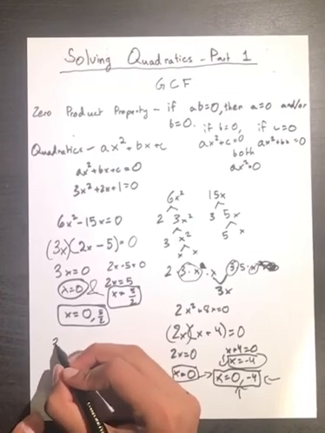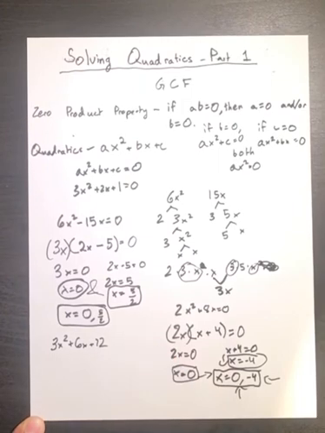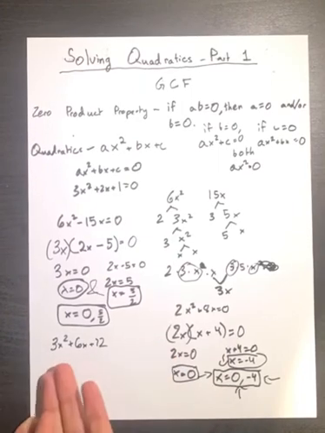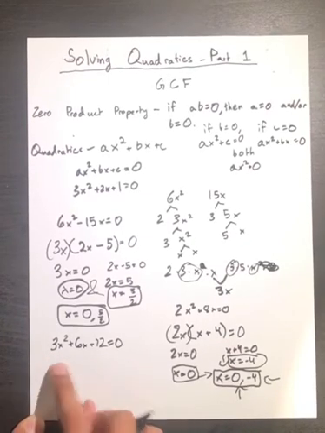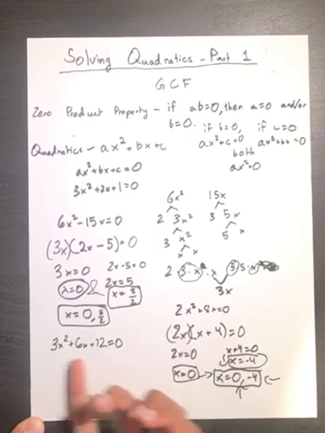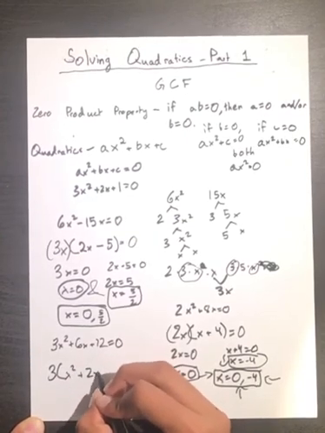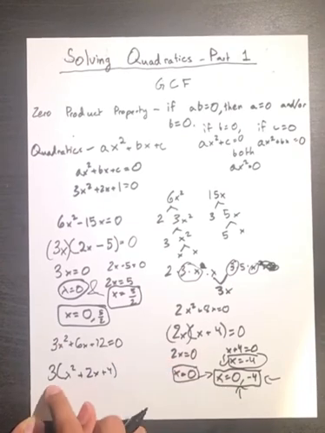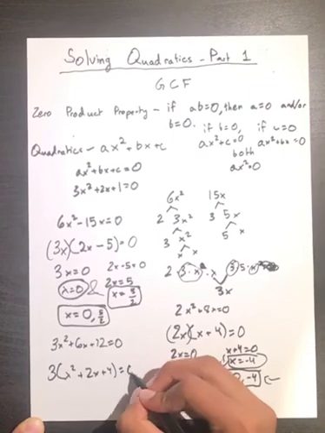I lied when I said only one example. 3x squared plus 6x plus 12. Let's take out 3, because that's the only thing that goes into all of these. I forgot to set it to 0. The only thing that goes into these is 3, right? So we'll just take out 3, because x won't go. So 3 times x squared plus 2x plus 4. If we multiply these out, we get the same thing, and then equals 0.